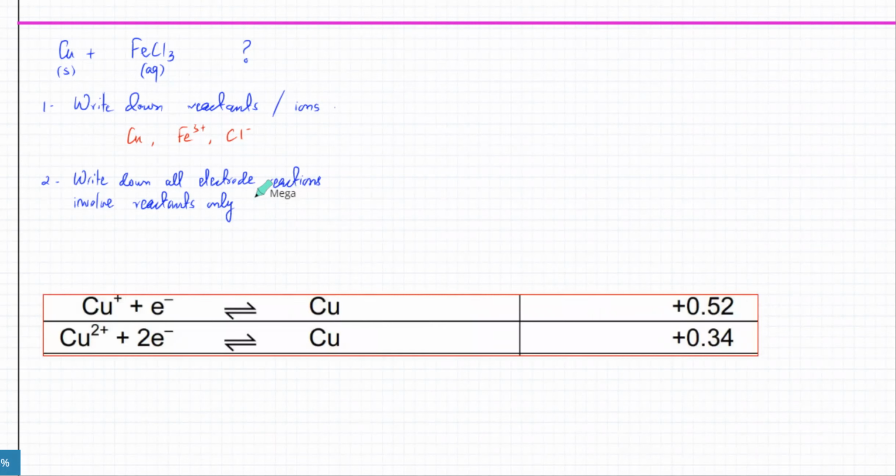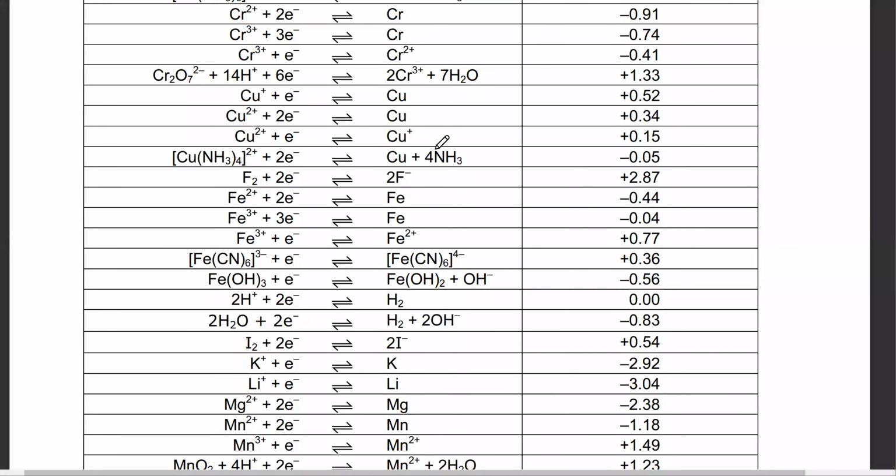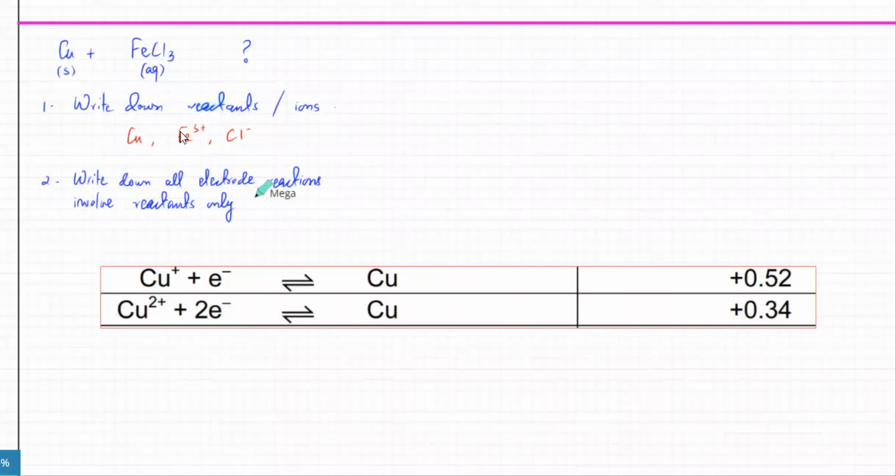Okay, so I've written down the copper reactions, and now there's another reaction involving copper. This one, if you can see on your screen. I'm not going to select that. The reason is that in that reaction, copper needs NH3. Copper is reacting with NH3 to form something else, right? In my reactants, I don't have NH3. Is that clear? Yes, it's clear. So remember, you're going to select those reactions that involve your reactants only.